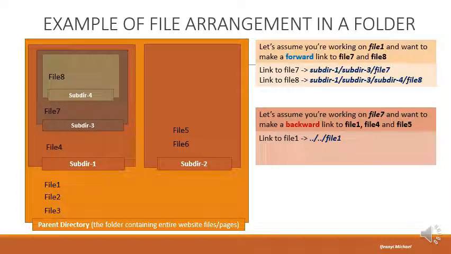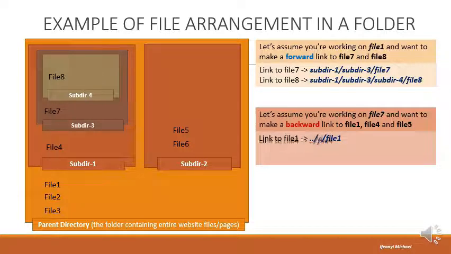Now the first double dot is saying get out from subdirectory 3 because that is the current folder we are working in. And once you come out of that place, automatically you'll be in subdirectory 1. Now the second double dot is saying take another step backward again. And when we take another step backward, we are now inside the root directory. And that is where our file 1 is. So we are referencing file 1 from there.